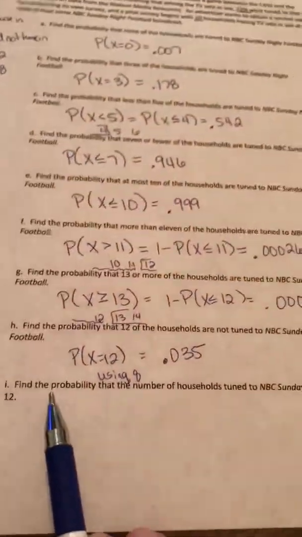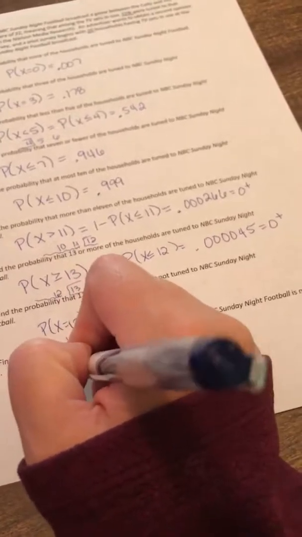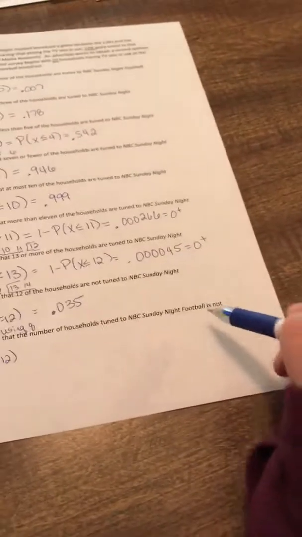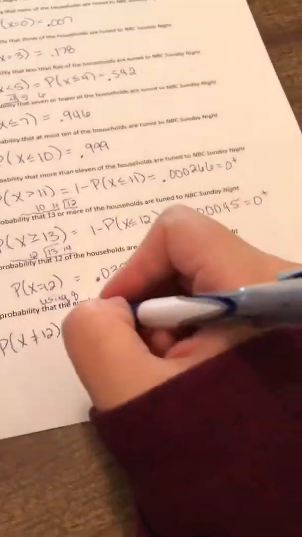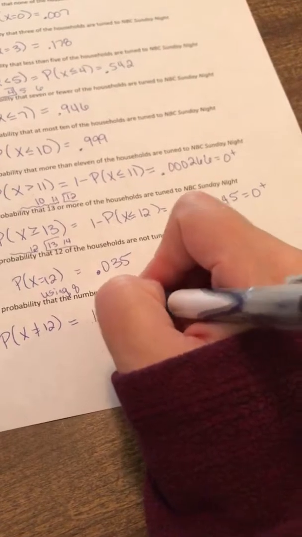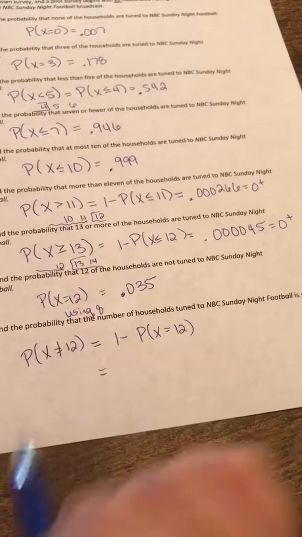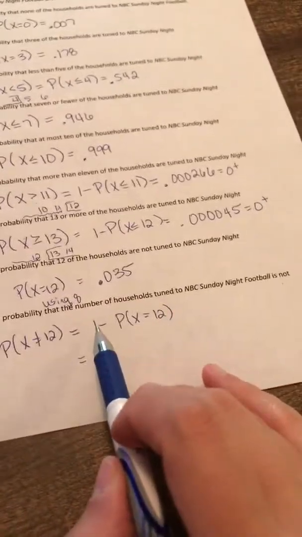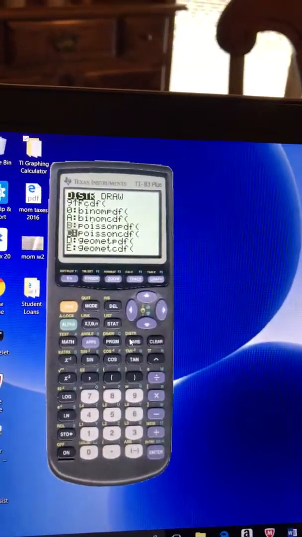And then I says find the probability that the number of households tuned in is not 12. So there's where your not equal to comes in. So you can see the difference. Not tuned in is failure, is not 12, is not equal to 12. Calculator can't do not equal to, so what you do is you do 1 minus the probability that it is 12. Because these probabilities have to add up to 1, so if we want not 12, we want everything but 12. So take 1 and subtract off what it is if it is 12. So we'll do 1 minus, second vars, binom PDF.